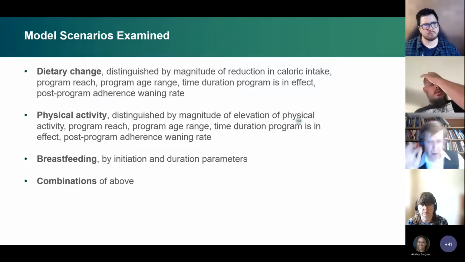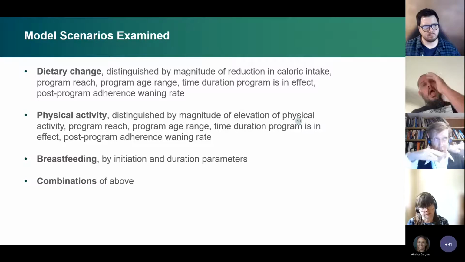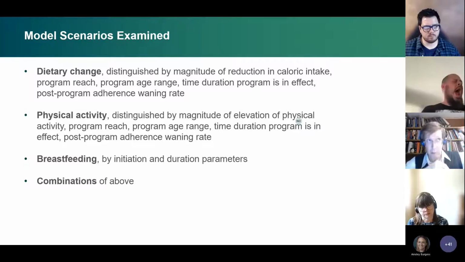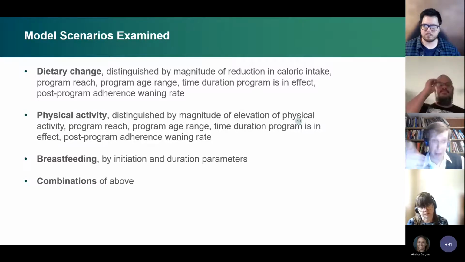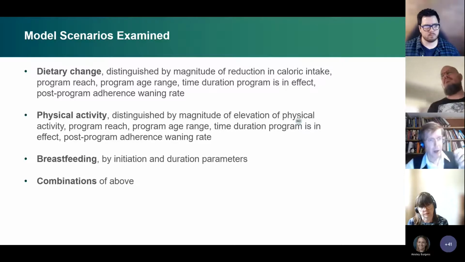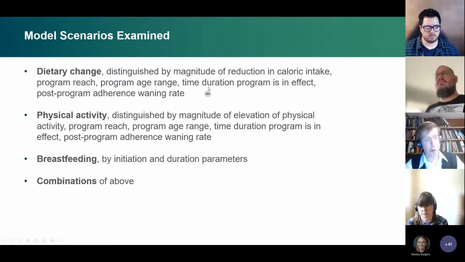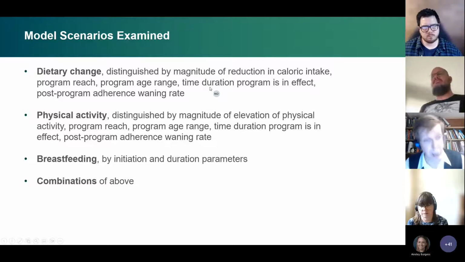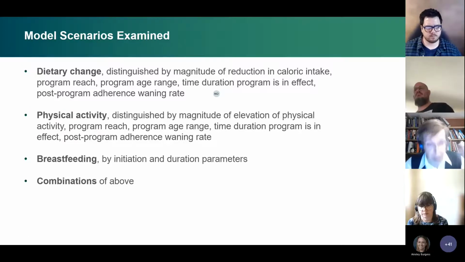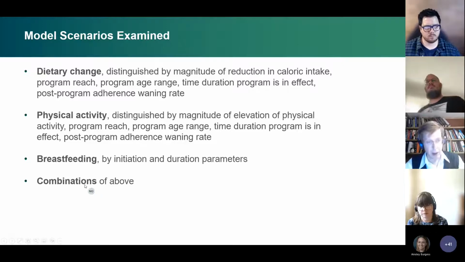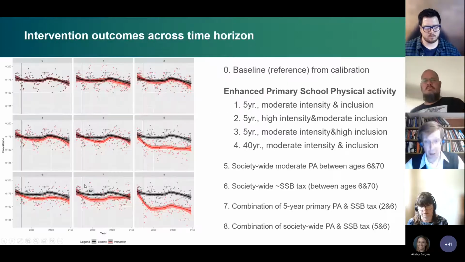So the intervention scenarios that we sought to examine for comparison against a calibrated baseline involved basically four types of changes from that baseline. Dietary changes, varying with respect to a lot of different attributes. Physical activity, breastfeeding, again, each of these varying, and then combinations of the above.